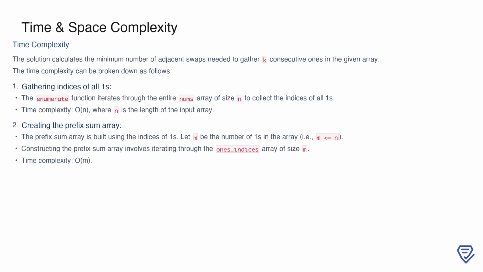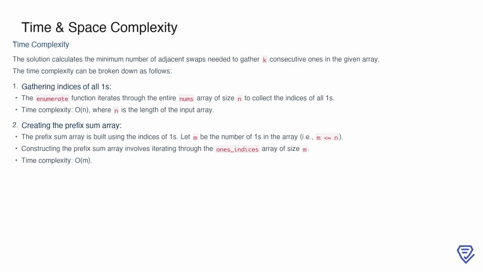In this solution, we aim to calculate the minimum number of adjacent swaps required to gather k consecutive ones in the given array. To start analyzing the time complexity, we first gather the indices of all the ones in the array. This is done using the enumerate function, which iterates through the entire nums array of size n. Since we visit each element exactly once, this step takes O(n) time.